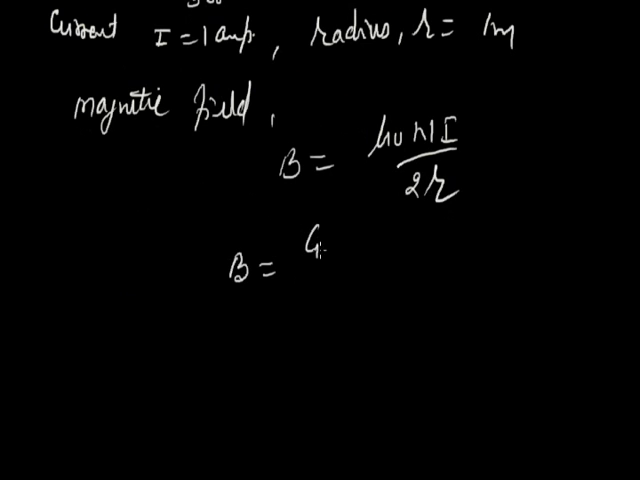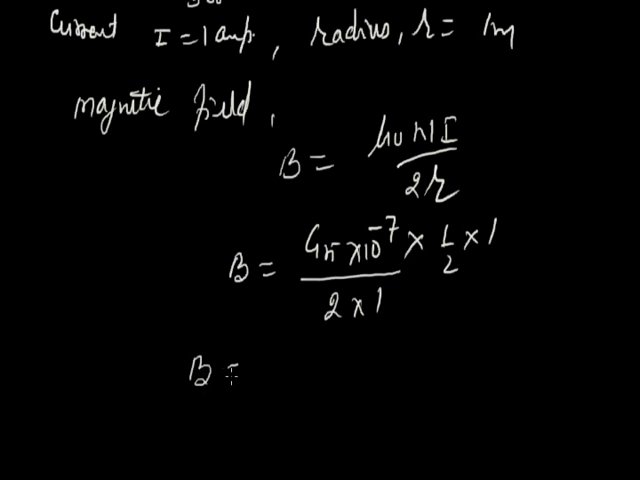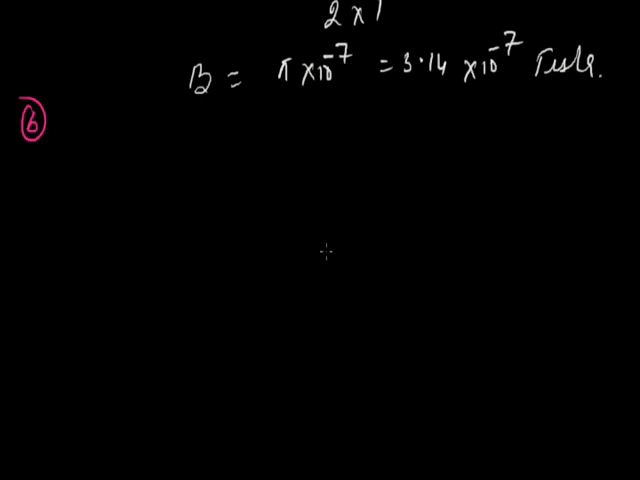B is 4 pi into 10 raised to the power minus 7 into N, which is 1 by 2, into I, which is 1, upon 2 into 1. That's B is pi into 10 raised to the power minus 7, that's 3.14 into 10 raised to the power minus 7 Tesla. Now the second part.